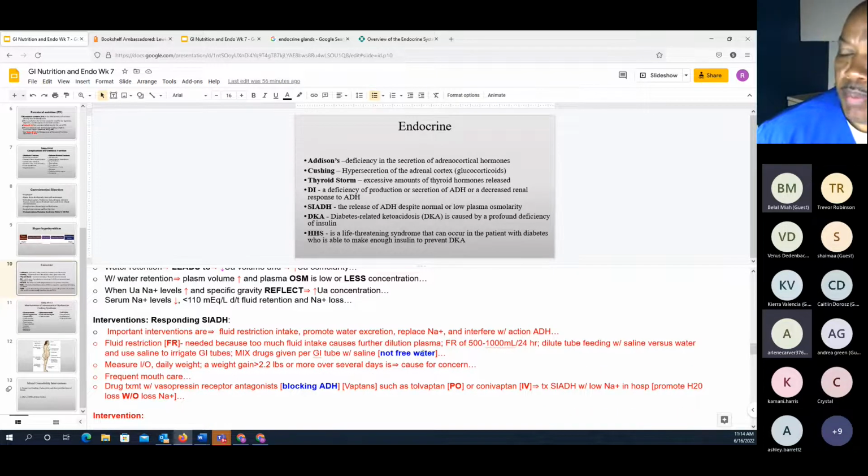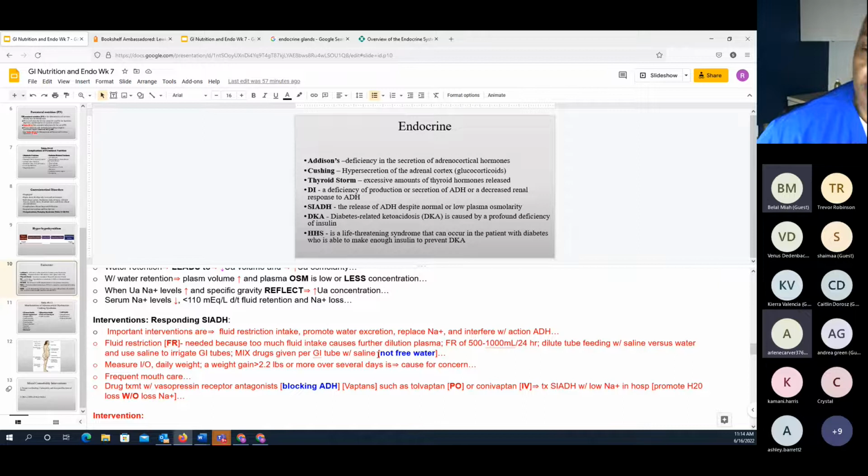Make sure you guys are again reading these notes, but they may place these patients on a fluid restriction, 500 to 1,000 milliliters per 24 hours. Check out some of these dilute tube feedings with saline versus water, right? Because we're trying to give them more sodium. And use saline to also irrigate G tubes. Mix drugs given via G tube with saline, not free water, because the more free water you add, the more diluted their internal environment becomes.